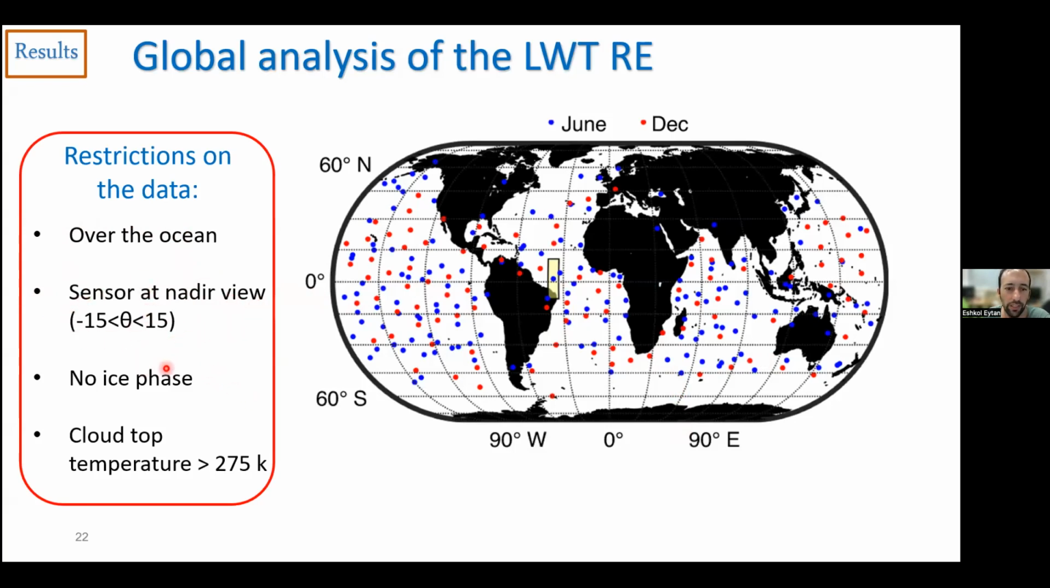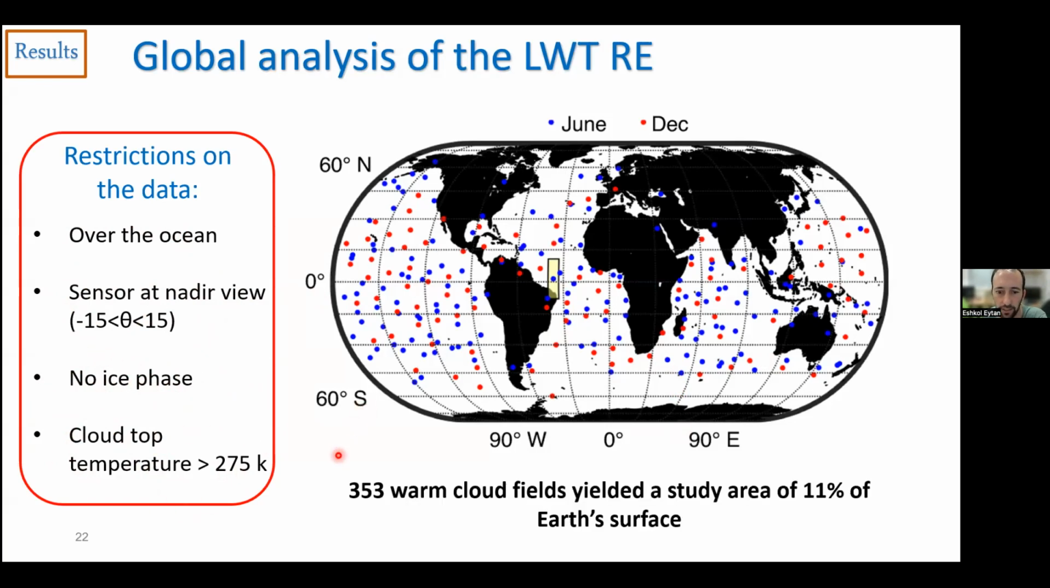And in order to make sure that we avoid the cold clouds twilight zone, we kept a safe distance from ice pixels, from ice clouds and from cold clouds, by throwing away all the data that is within 20 kilometers from icy or cold clouds. This left us with 353 warm cloud fields, which yielded a study area of about 11% of the Earth's surface.